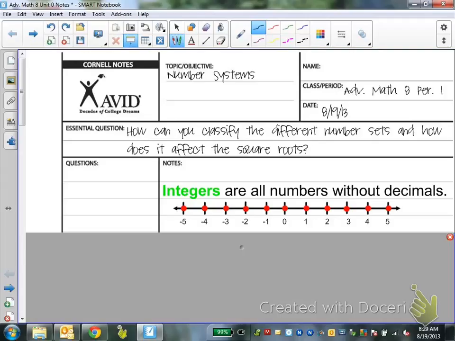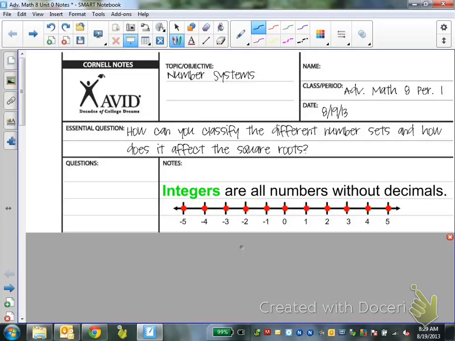Okay, so for Unit 0, Lesson 1, we're going to be answering the question, how can you classify the different number sets, and how does it affect the square root? So we have our notes set up in Cornell note format, and the first thing I'm going to do is give you some definitions. So the first definition is of integers.